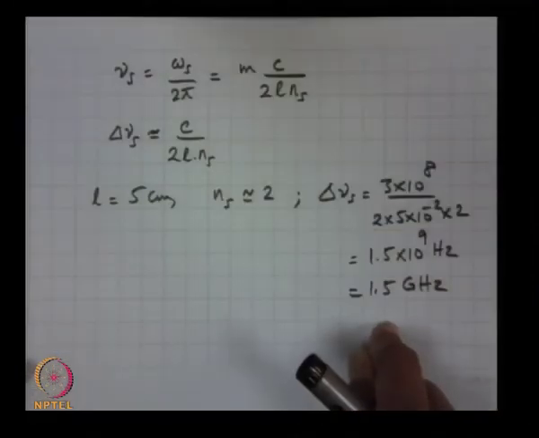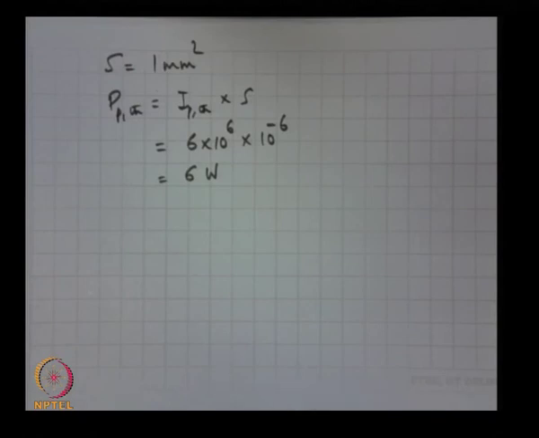Now, I need to estimate two things. I've already estimated one thing, the frequency spacing between modes, 1.5 gigahertz. I need to know what is the frequency region over which this oscillator will provide gain. Is it of the order of 1.5 gigahertz or much larger or much smaller? Now, I had left a problem to you for calculating the bandwidth of a second harmonic generation. I need to do a very similar thing here.